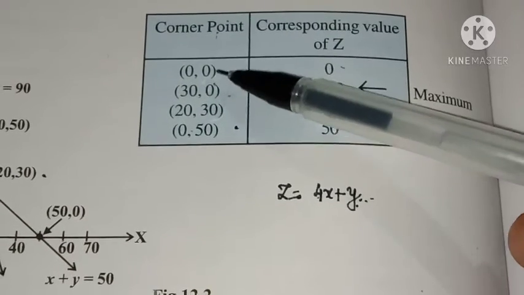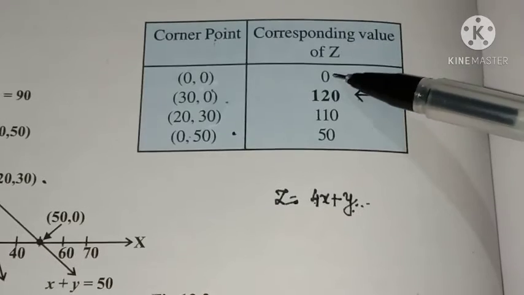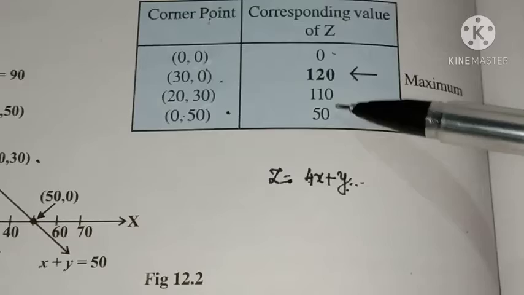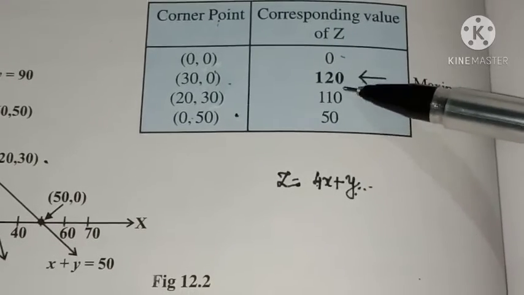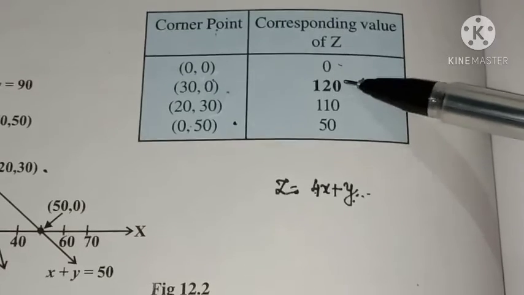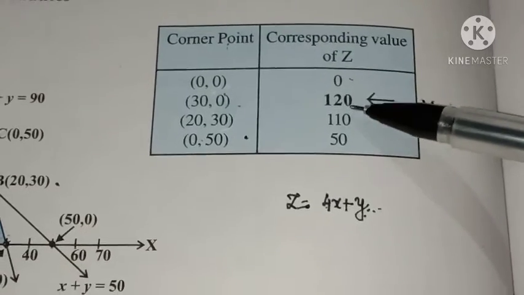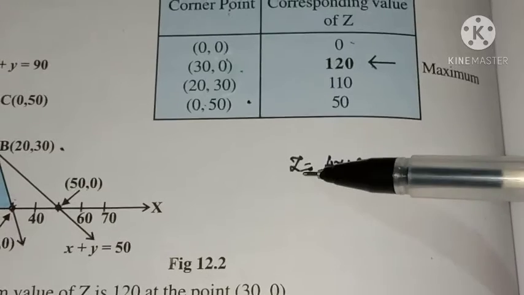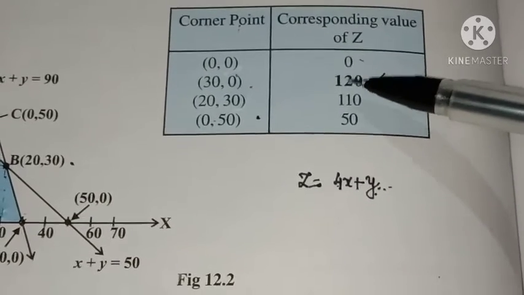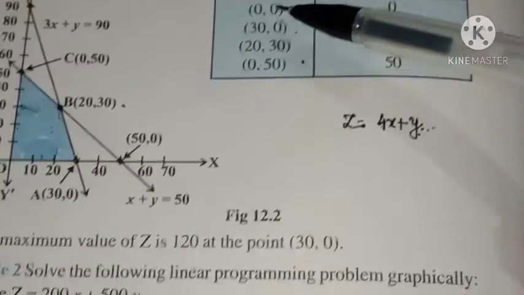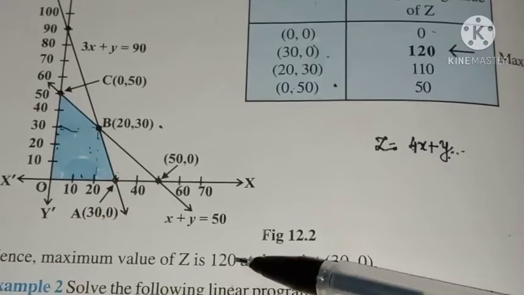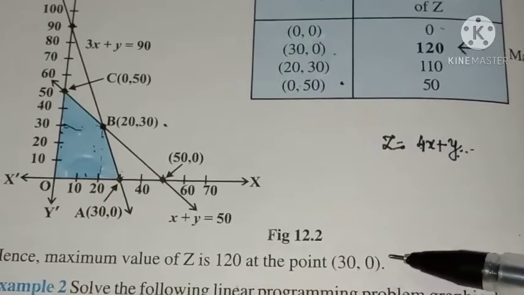So for these corner points, we have a corresponding value of Z: 0, 120, 110, 50. Out of these 4 values, 120 is the maximum value because our question is to maximize Z. So the maximum value is 120, and it occurs at the point (30, 0). So the maximum value of Z is 120 at the point (30, 0).